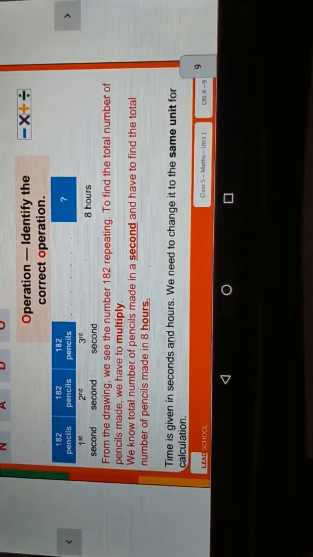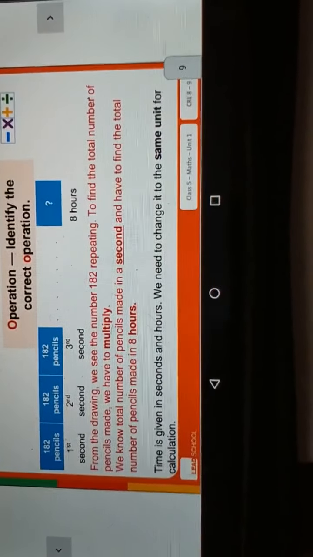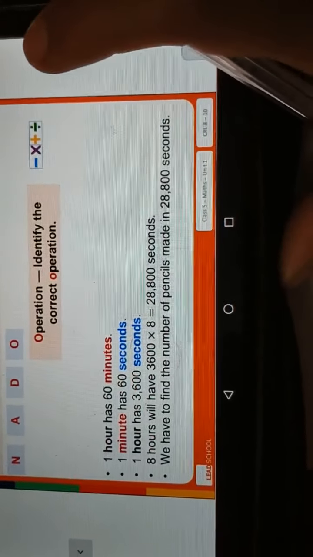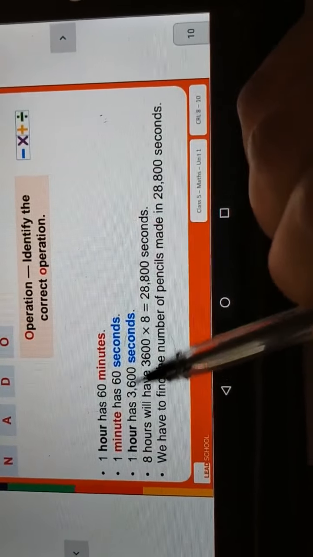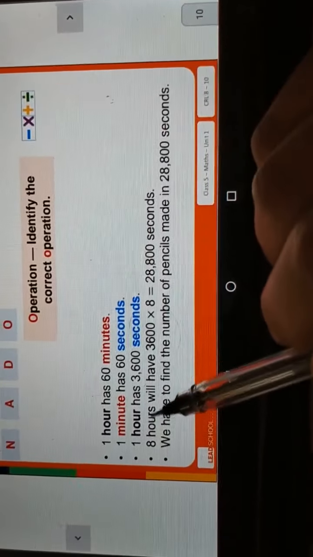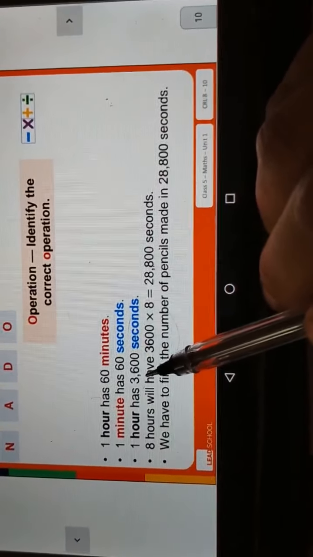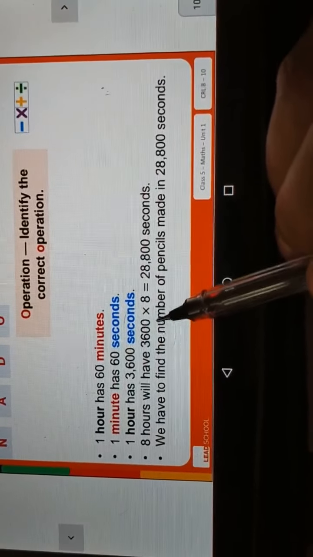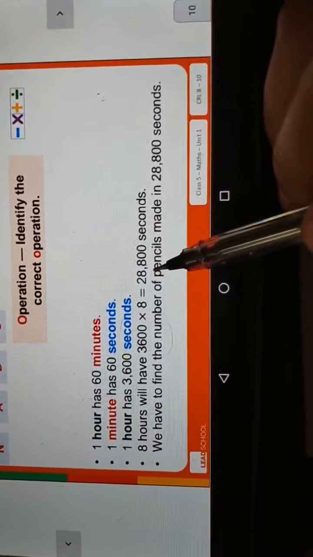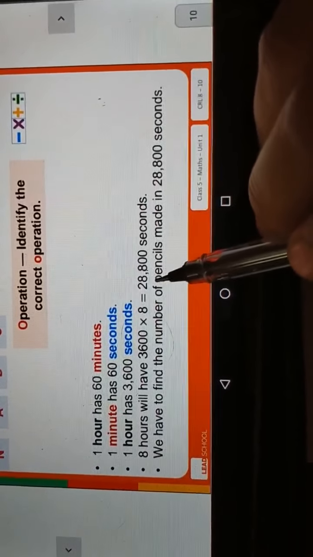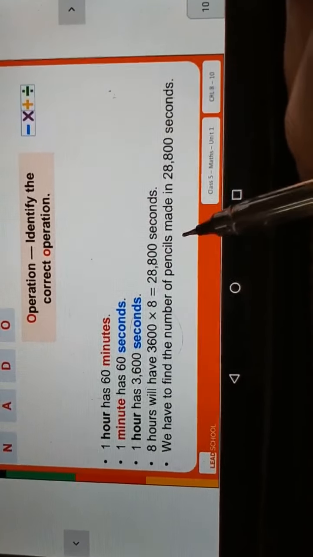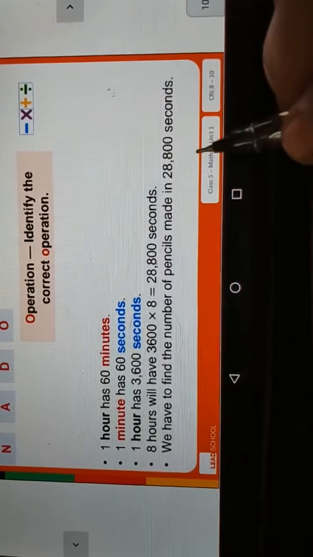Time is given in seconds and hours, so we need to change it into the same unit for the calculation. So 1 hour is equal to 60 minutes, and 1 minute is equal to 60 seconds. 1 hour is equal to 3600 seconds. So 8 hours will have 3600 into 8, which is equal to 28,800 seconds. We have to find the number of pencils made in 28,800 seconds. Now students, look at this and write it down in your notebook.